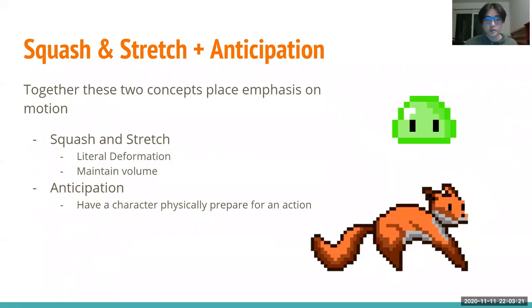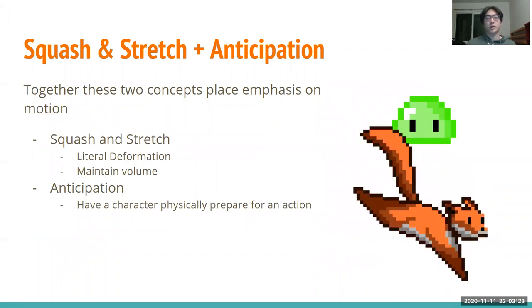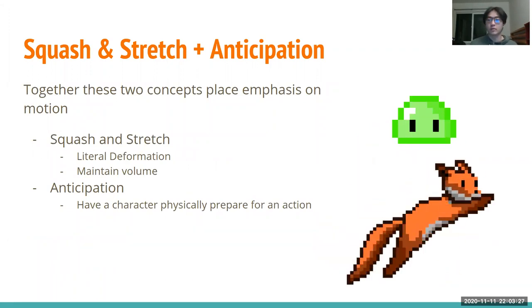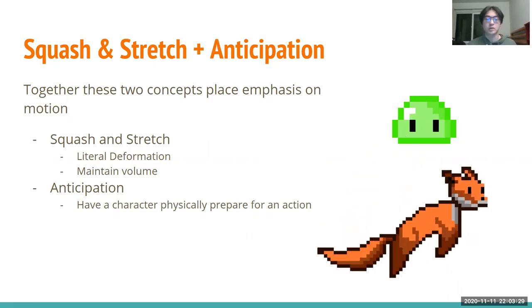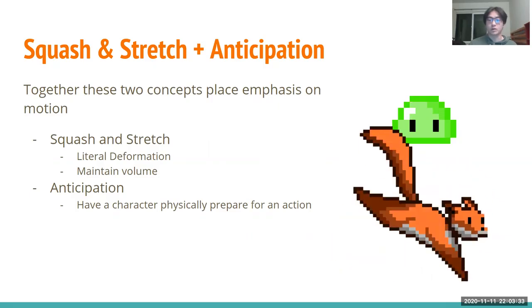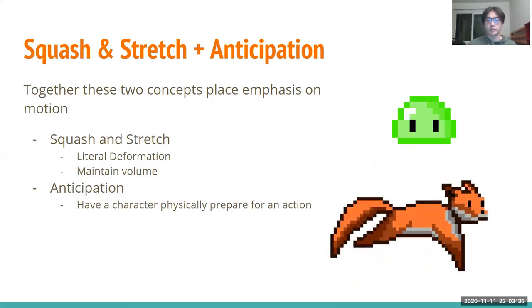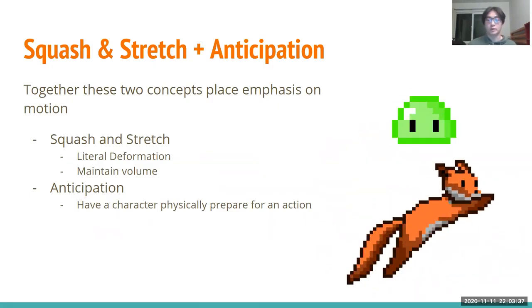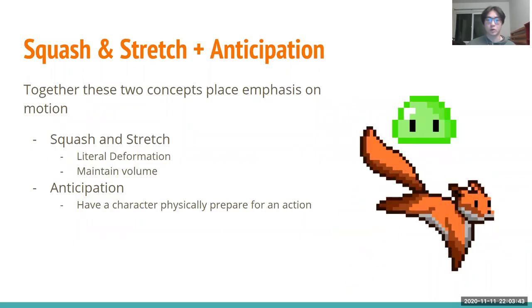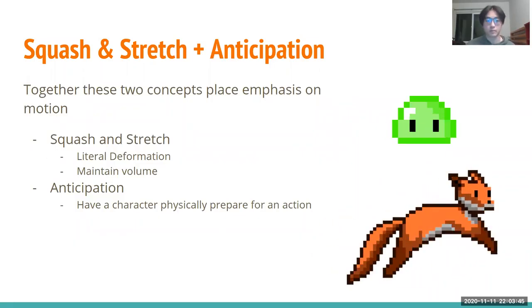So first, we have squash, stretch, plus anticipation. So these two concepts, they all place emphasis on motion. So squash and stretch, this is talking about the literal deformation of the image. So for example, if you have a character jumping, you would literally stretch them out to sort of have this exaggeration on their body to make the effect of jumping much more apparent.